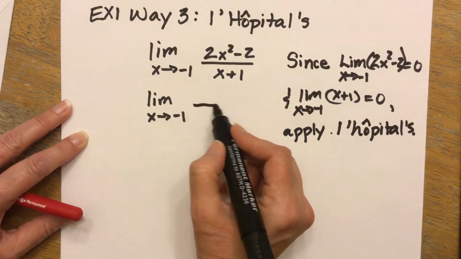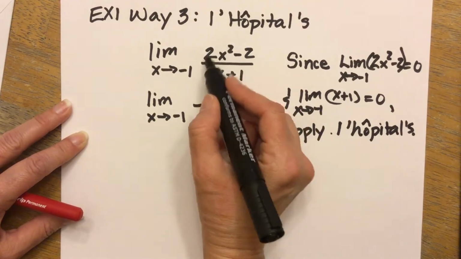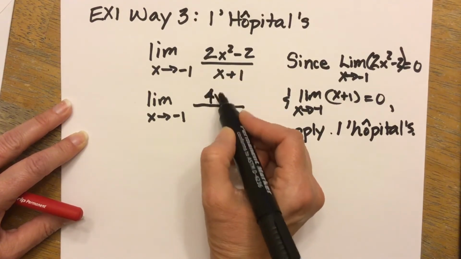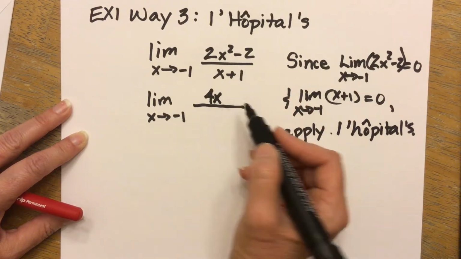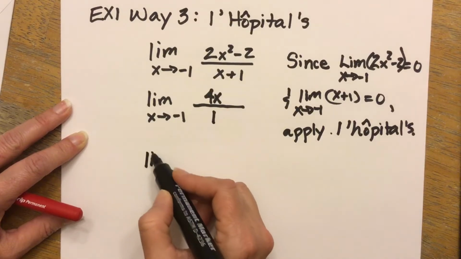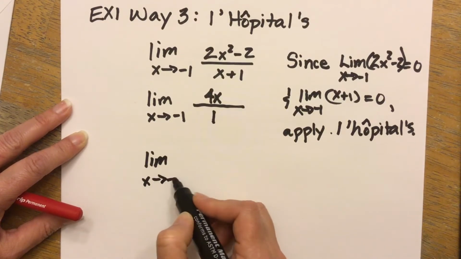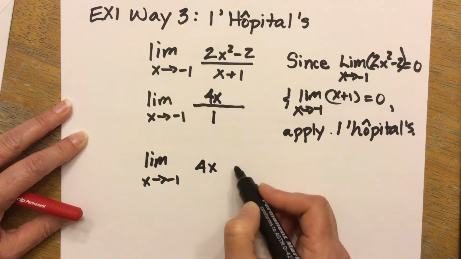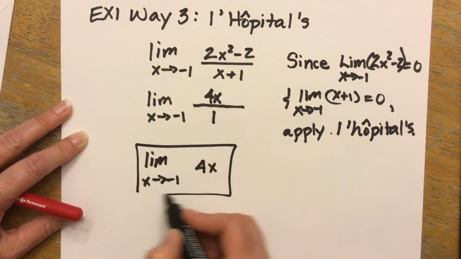So L'Hopital's again says take the derivative of the top. 2 times 2 is 4, so you have 4x. Derivative of that is 0. Derivative of the bottom is simply 1. The nicest form of our limit is 4x, and now we're ready to evaluate that.